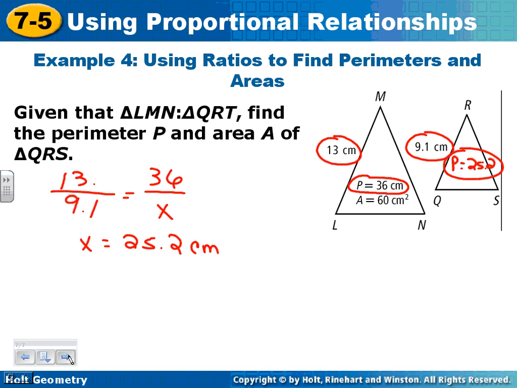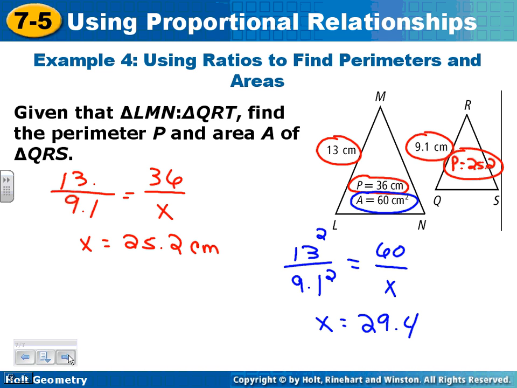Now I want to do area, but remember this is where we square it. So I'm going to start with 13 over 9.1, but I want to square each of those. And that would equal this 60 over x. Again, you have to square the sides. 13 squared over 9.1 squared. So when you cross multiply that, you get 29.4. So the area of this second triangle is 29.4.